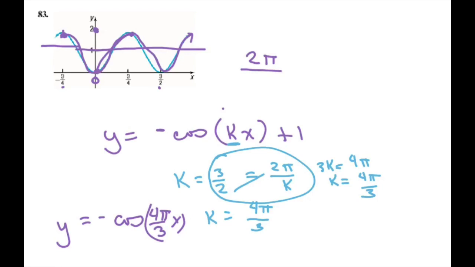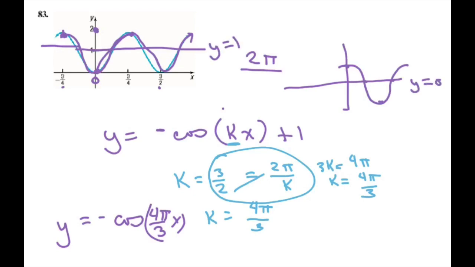And then we shifted this up by 1 because normally for the cosine wave, our center line is right here at y equals 0. Now it's at y equals 1. So it's shifted up. So put your plus 1. And that's it.